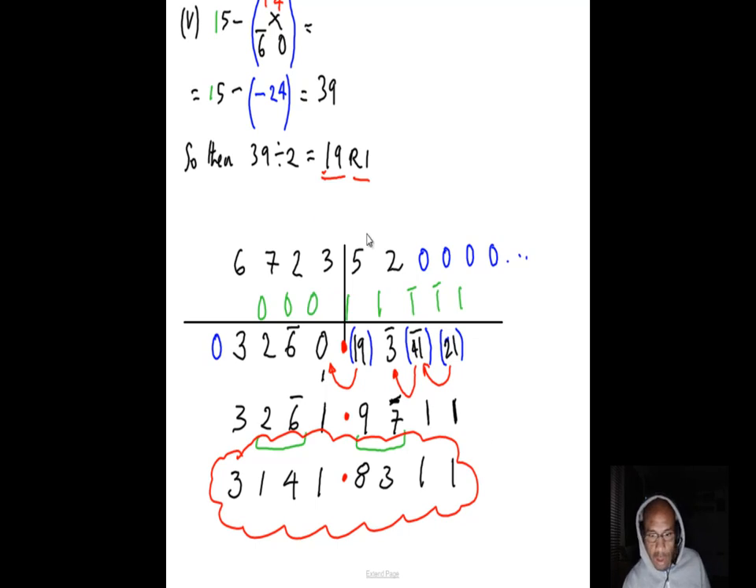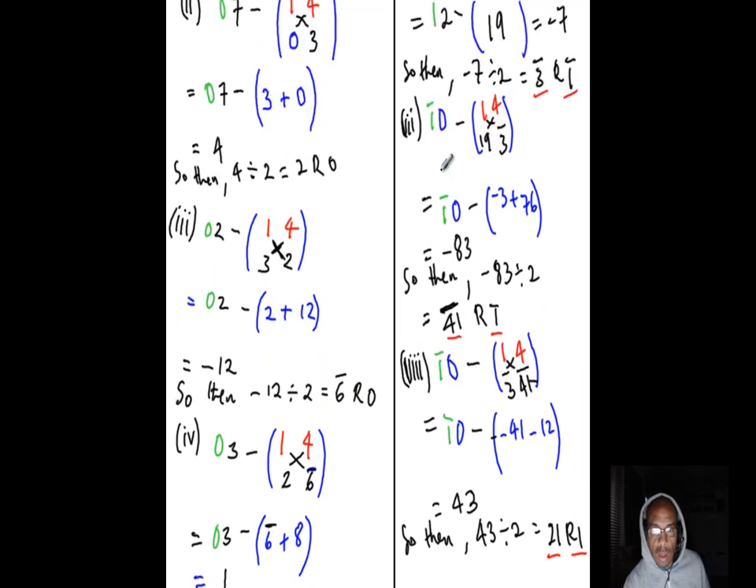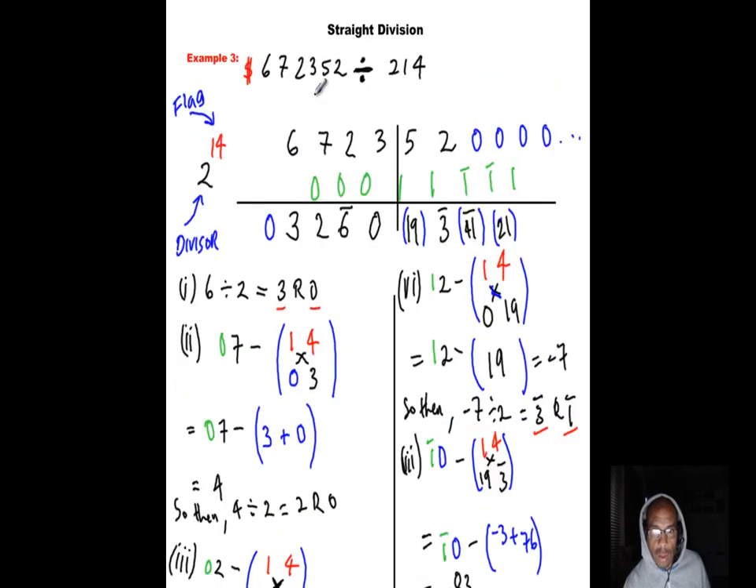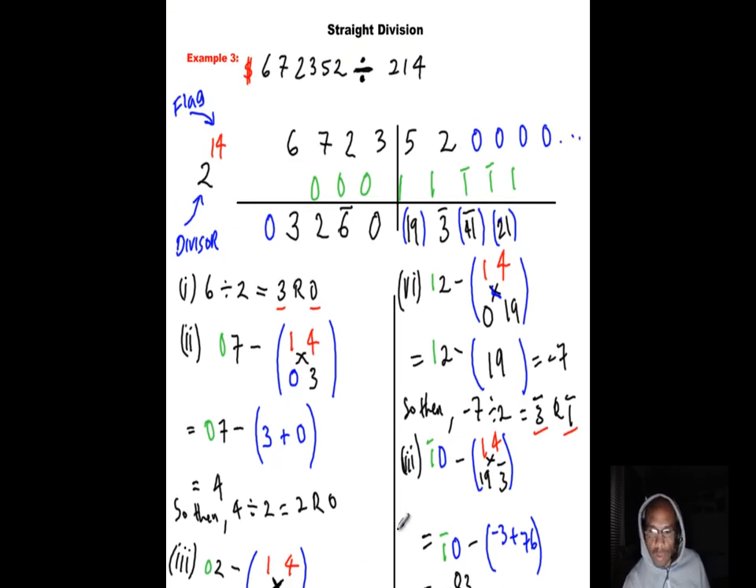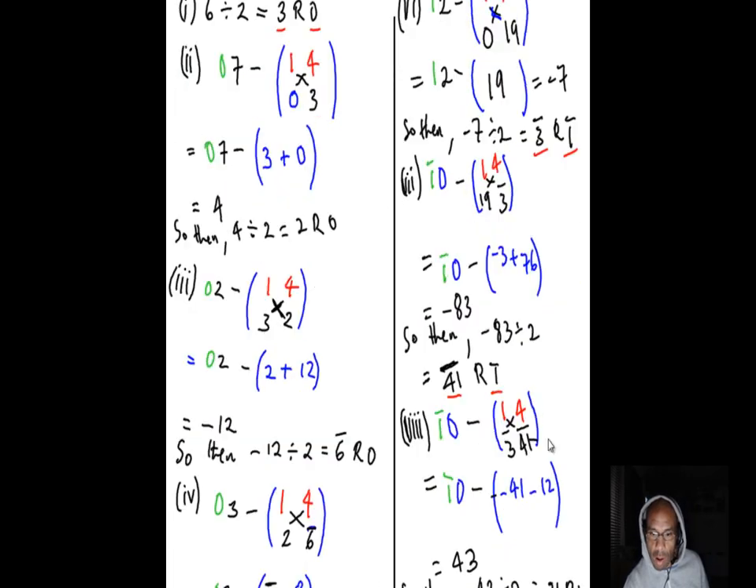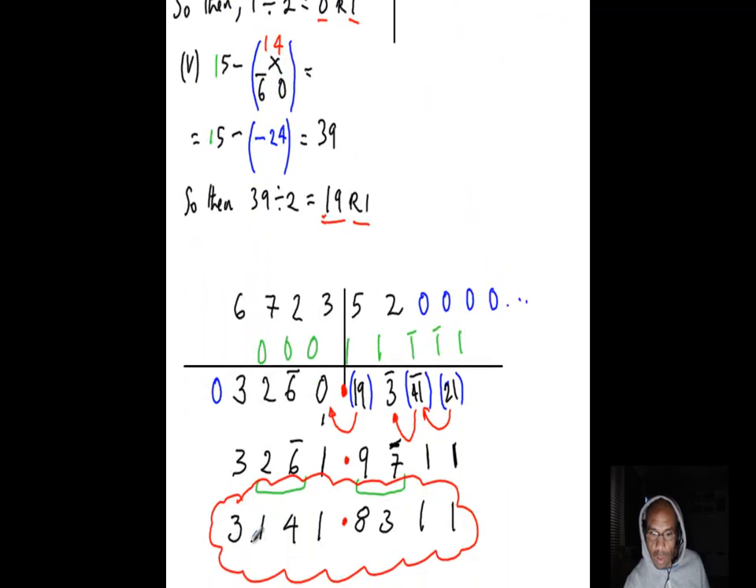That is our final answer to this question of 67235 divided by 214. So if you had that much money and divided it by 214 people, they would get $3,141.83 and change, fractions of a cent.